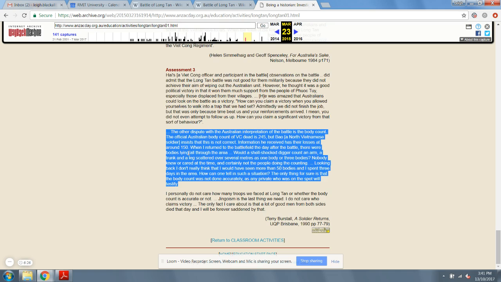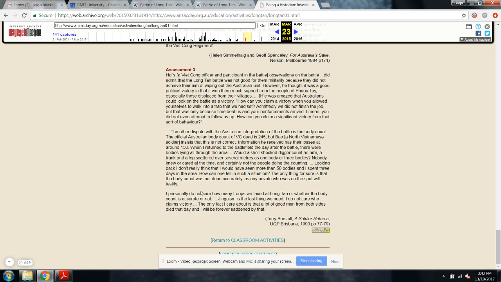And there's this account here, basically depicting what I would say is a fairly realistic scenario of the difficulty of counting bodies after a battle when the bodies are in many parts, and the idea that this might account for an overestimate of the number of bodies, and therefore the number of casualties. And Terry goes as far as to say that it might have only been 50 as opposed to 254, which is a significant difference, obviously.